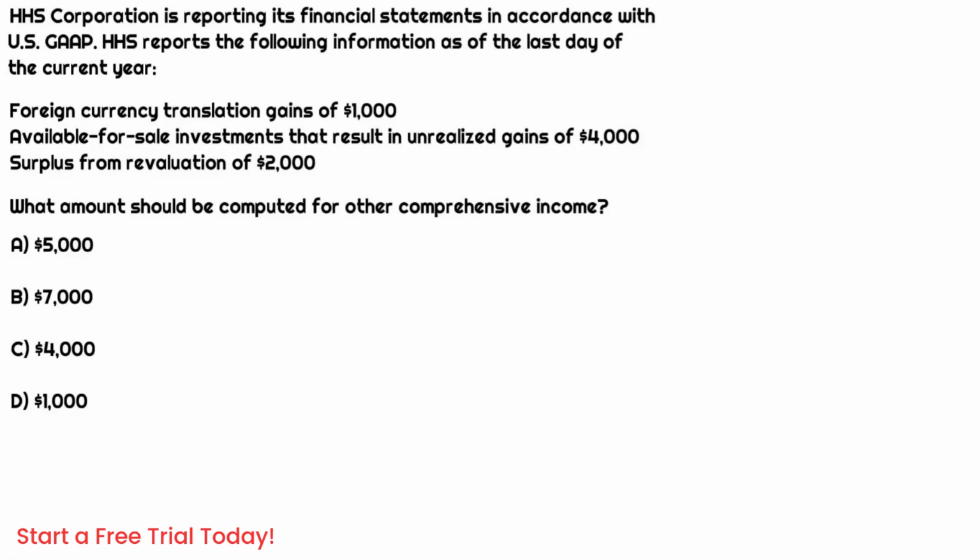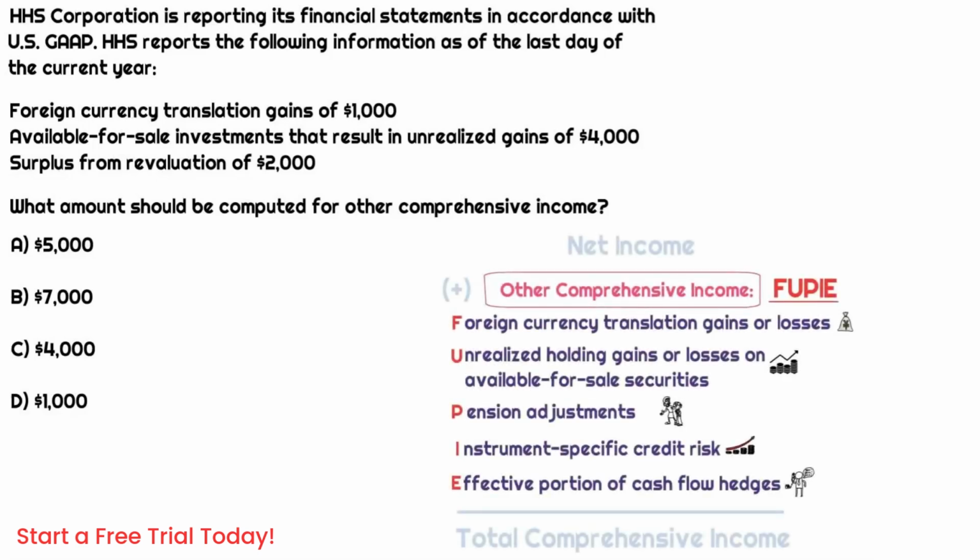Okay, so we have HHS Corporation. We want to know, assuming that they're reporting their financial statements under US GAAP, what the other comprehensive income amount would be that they would report in the current year. Okay, so very simple FOOPB mnemonic type question. We need to know what is included in other comprehensive income.